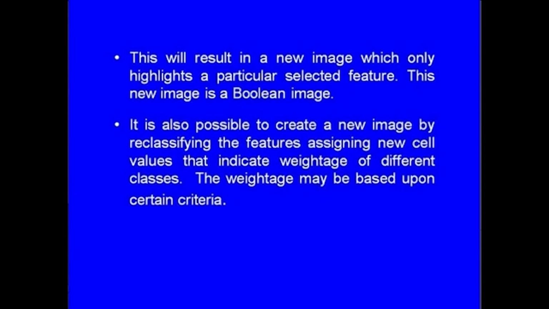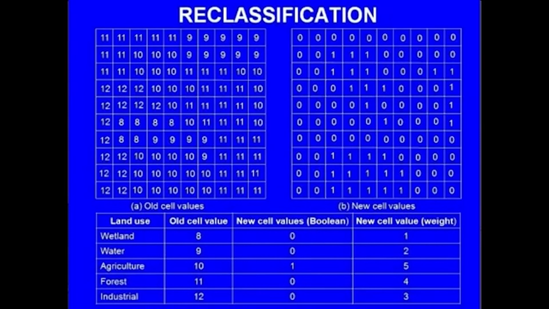It is also possible to create a new image by reclassifying the features, assigning new cell values that indicate weightage of different classes, and the weightages may be based upon certain criteria. This particular slide shows a raster map wherein 5 different categories of land use have been identified.